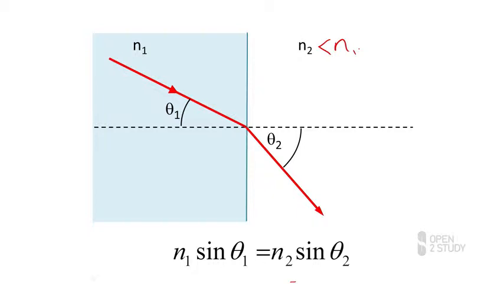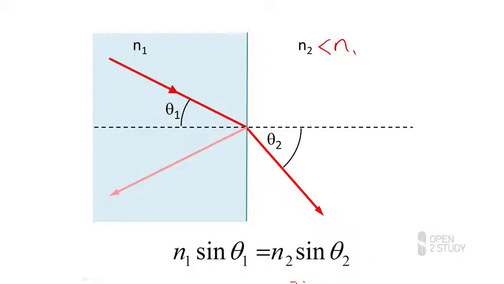Now θ2 will always be larger than θ1, so if we increase θ1, we'll be increasing θ2, and we'll get to a point where θ1 has become so large that θ2 will equal 90 degrees. That means the refracted ray is going to be running along the interface. Let's not forget, we'll also have a reflected ray the whole time. Whenever we have a bent ray, we also have one obeying the law of reflection.